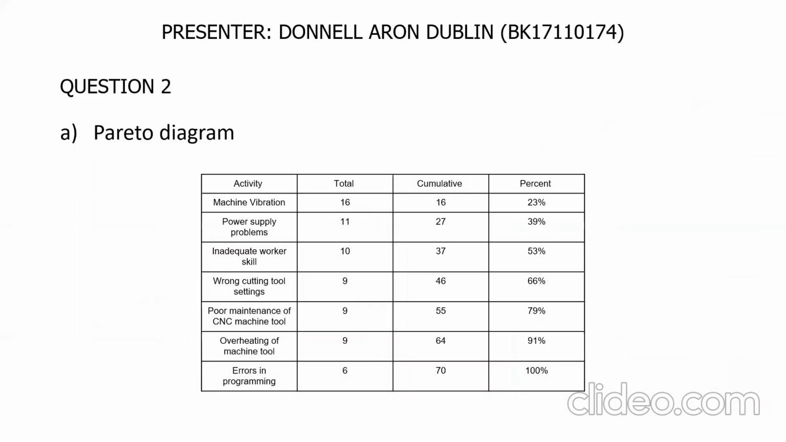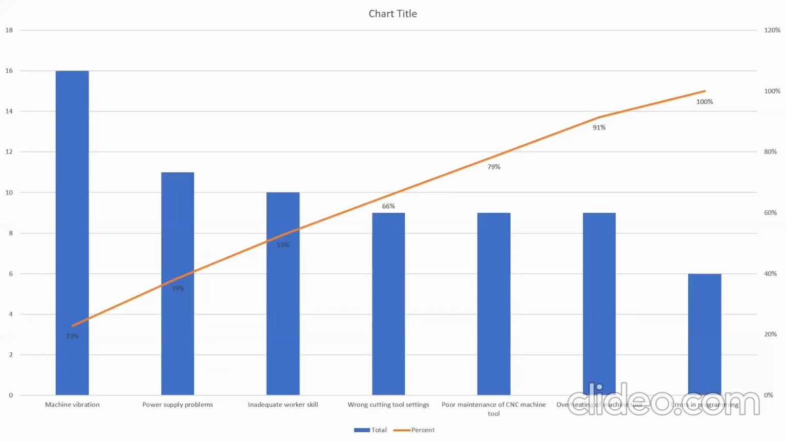For question 2, part A, this table shows the tabulated data of total errors of each activity, the cumulative and the percentage. This is the Pareto chart. Basically, the Pareto chart is a type of chart that contains both bars and a line graph, where individual values are presented in descending order by bars, and the cumulative total is represented by the line.